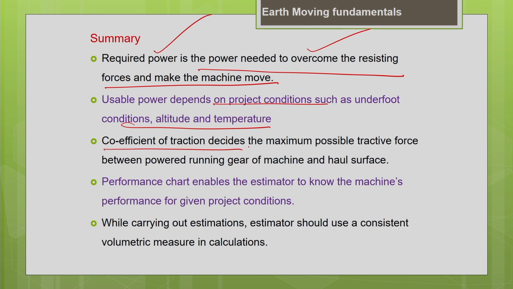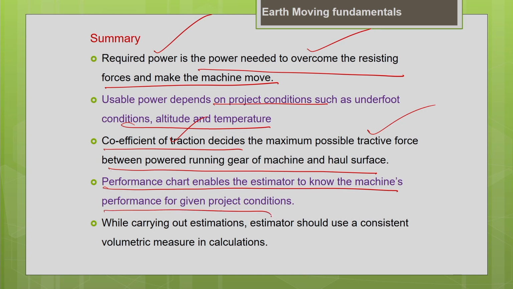Then coefficient of traction decides the maximum possible tractive force between the powered running gear of the machine and the haul surface. Out of the total power of the machine, how much power is usable for doing your work depends upon the coefficient of traction of that particular haul route. It depends upon the grip between the machine and the haul route. So that is going to decide the usable tractive effort. Then the performance chart helps you to know the machine performance. For the given project conditions, I can know the speed of the machine with the help of the performance chart.